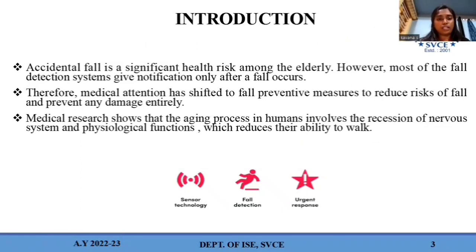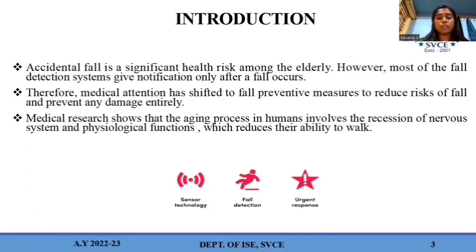The accidental fall is a significant health risk among the elderly. However, most fall detection systems give notification only after a fall occurs. Therefore, medical attention has shifted to fall preventive measures to reduce the risk of fall and prevent any damage entirely. Medical research shows that the aging process in humans involves the recession of the nervous system and psychological function, which reduces their ability to work. Most were post-fall detection systems, which notify the caretakers or the medical staff only after a fall occurs. However, despite the early notification, damage has already occurred.